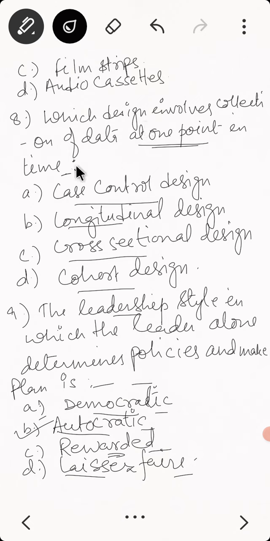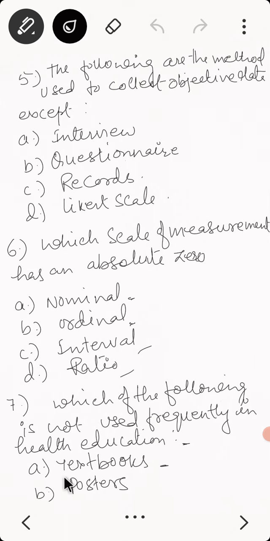Which design involves a collection of data at one point of time? One point of time. The right answer for this question is your cross-sectional design. Why? Why not case control, longitudinal and cohort? Just go and see the definition of all these three. You will get to know why it is not. Okay. Moving on to the next question.